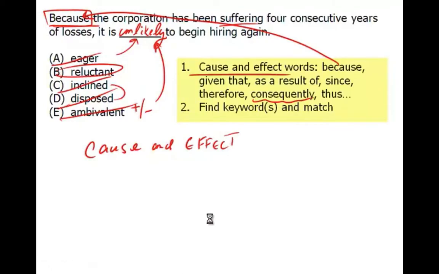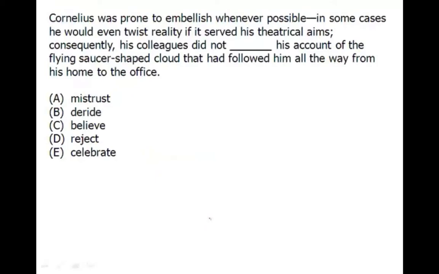So let's try another one. A longer one, as you can see. Cornelius was prone to embellish whenever possible. In some cases, he would even twist reality if it served his theatrical aims. Consequently, therefore, his colleagues did not blank his account of the flying saucer-shaped cloud that followed him all the way from his home to the office. Okay, rather comical one, but there's a lot of verbiage going on here.